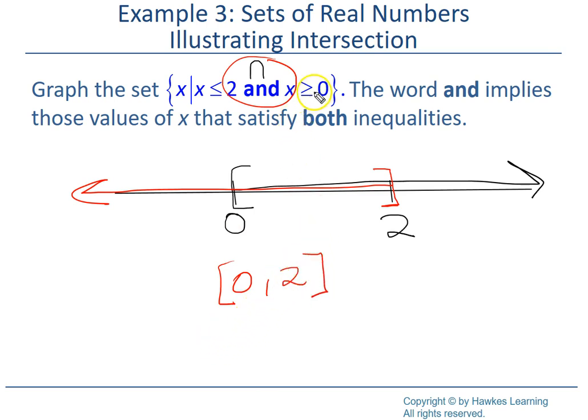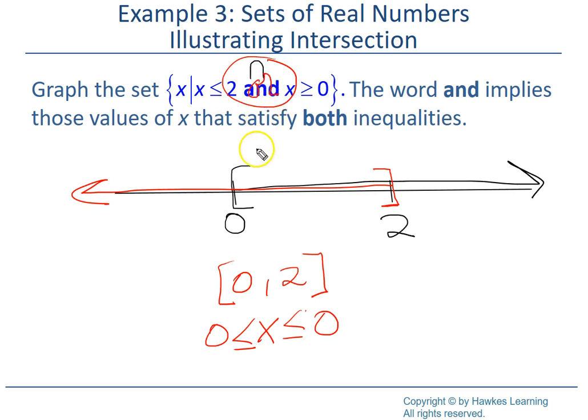Now, how could we write this algebraically? Well, we could say that x is greater than or equal to 0, x is less than or equal to 2. So this would be another way to write this. Again, because of intersection, we only use the part they overlap.